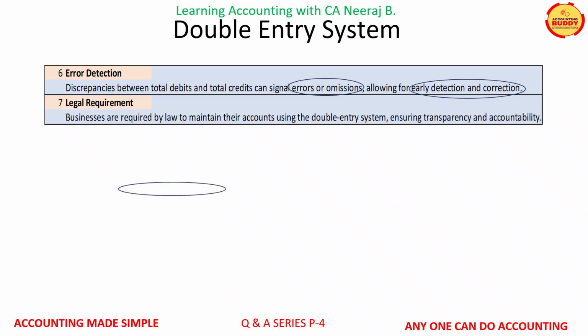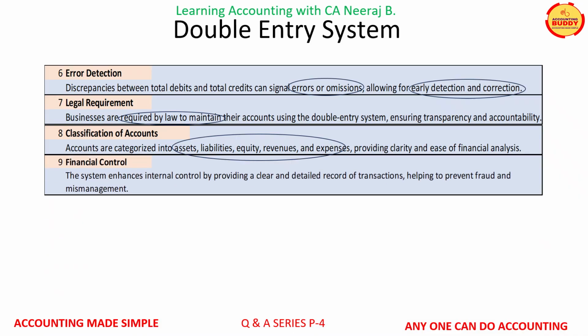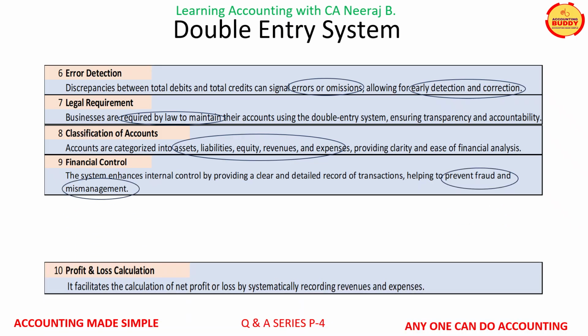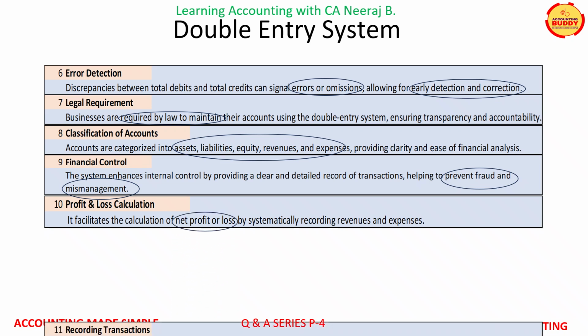Businesses are legally required to maintain accounts using double entry system. Under double entry system, accounts are categorized into assets, liabilities, equity, revenue, and expenses for easy understanding of financial analysis. Detailed and systematic record of transactions helps in preventing mismanagement and fraud in accounting. It facilitates the calculation of profit earned or the loss incurred for the business.